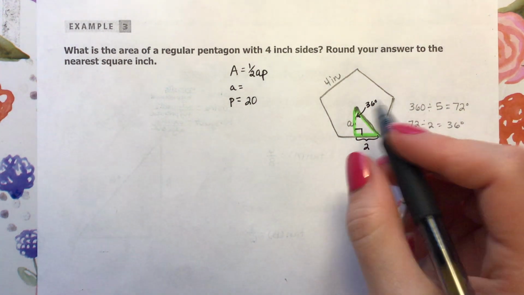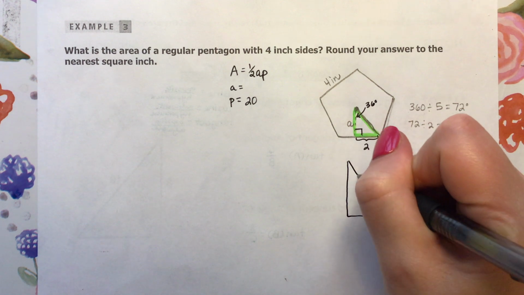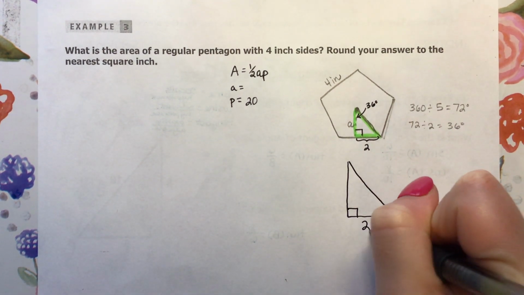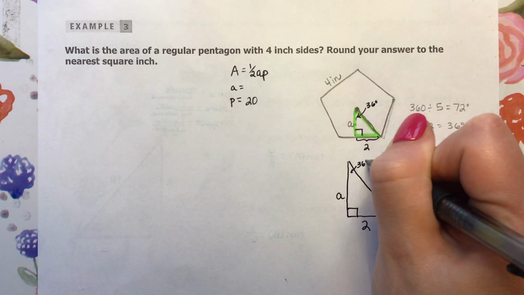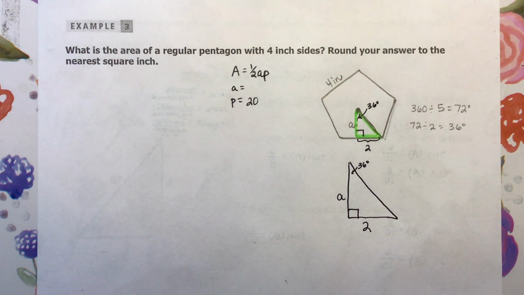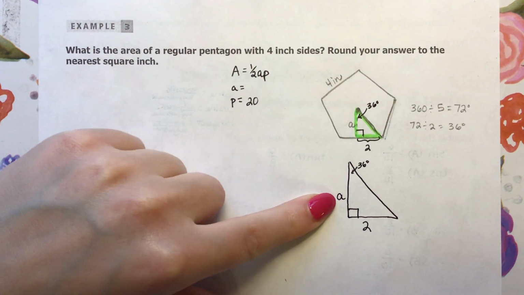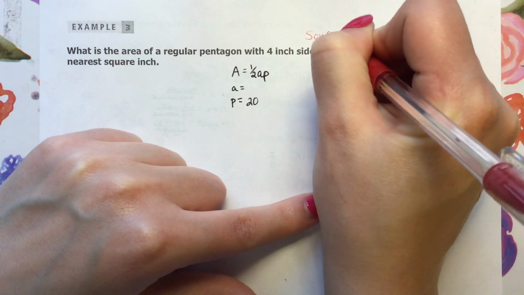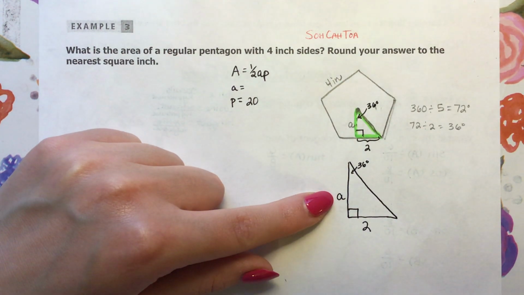I'm going to draw that a little bit bigger just so we can see it, and we know what we're talking about. So this side's 2. We don't know the A. And this one is 36 degrees. Okay. We're trying to figure out the A, or the apothem. If we need to write out SOHCAHTOA up here, then we can. Because we need to figure out what function we're going to use.